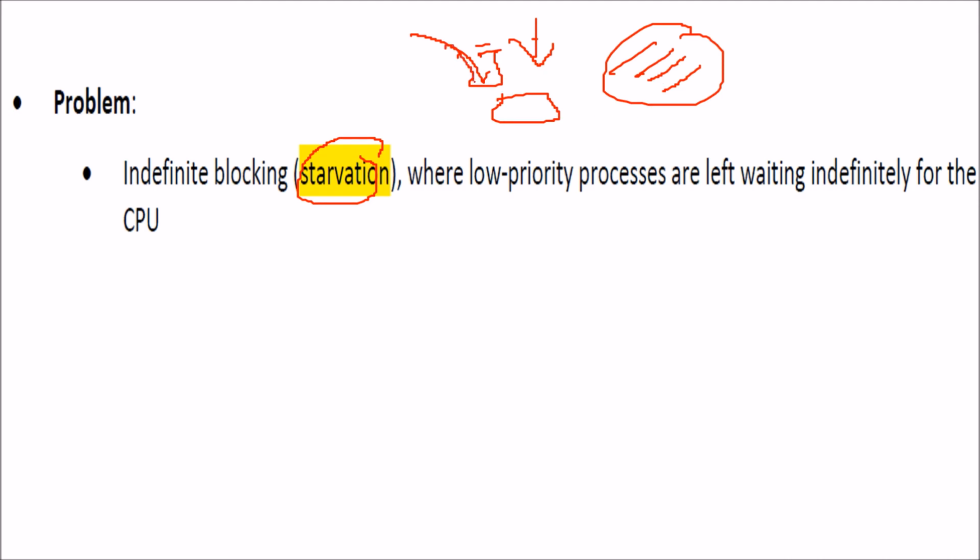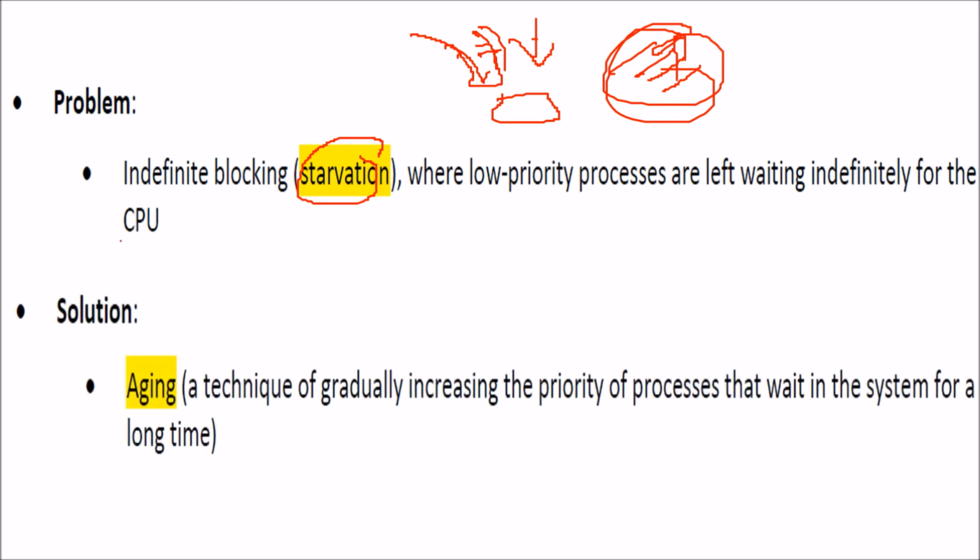So what is the best idea? Whenever other processes are coming, just increase the priority of these lower priority processes. This solution is called aging. Technically, it means increasing the priority number of the processes that are waiting in the system for a long time, so they will never be starved.